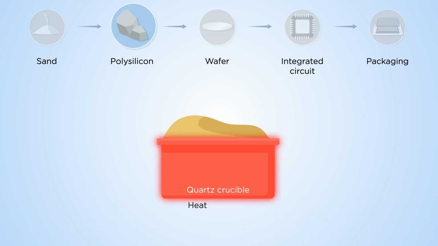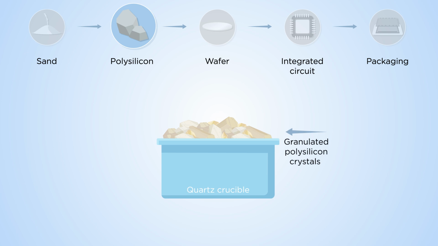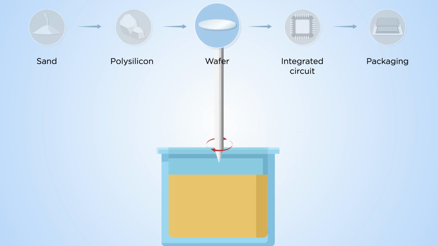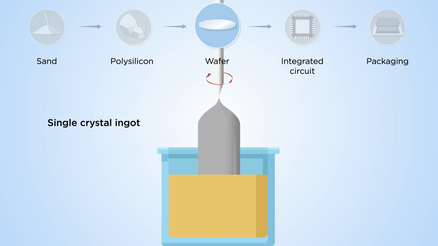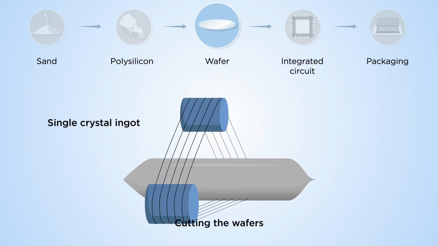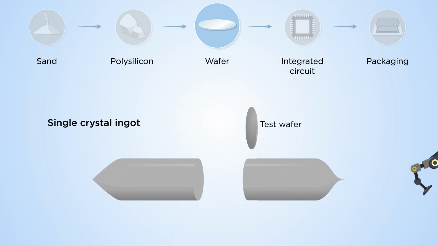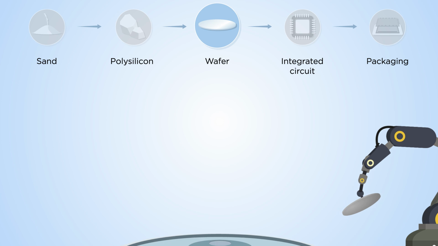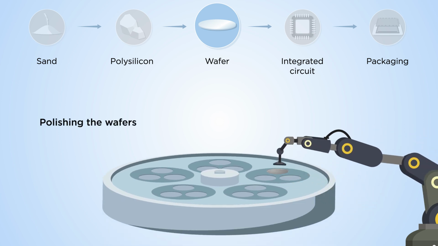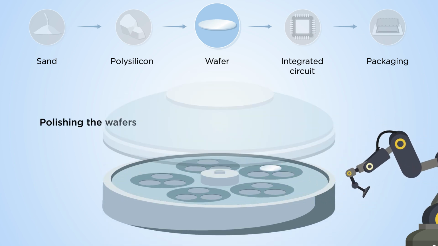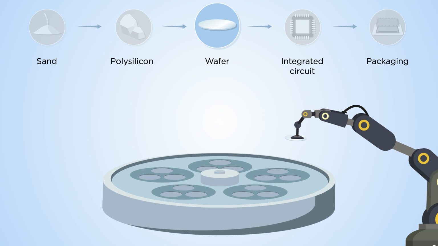Heat is applied to purified sand in the presence of carbon to remove unwanted oxygen and produce granulated silicon crystals. A pure silicon seed crystal is dipped into hot, melted silicon. As it's slowly pulled up and rotated, silicon from the melt sticks to the seed, forming a single crystal ingot. Each ingot is sliced into thin wafers, which are carefully polished to create a smooth and flawless surface. These silicon wafers are the starting point of integrated circuit manufacturing.